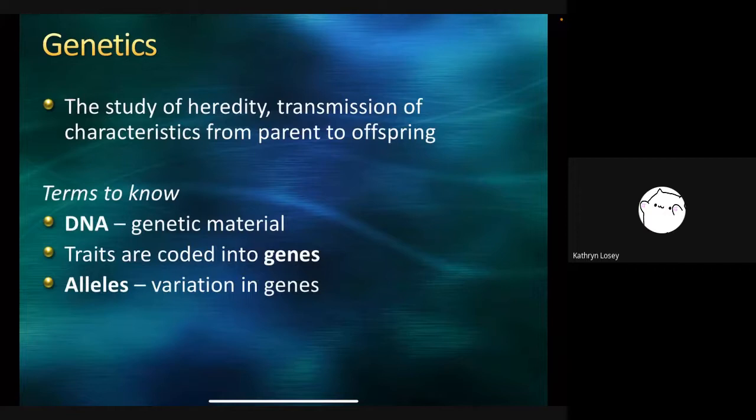Basic genetics. Genetics is the study of heredity, the transmission of characteristics from parent to offspring. So you should know what DNA is, which is the genetic material in an organism. Genes are where the traits are coded, and alleles are the variations in all of those genes.